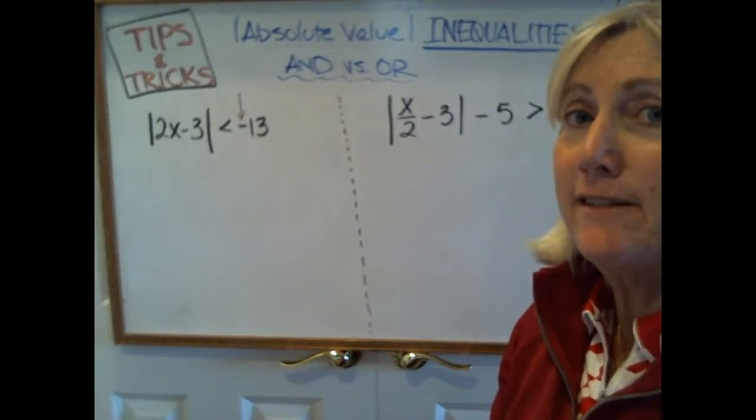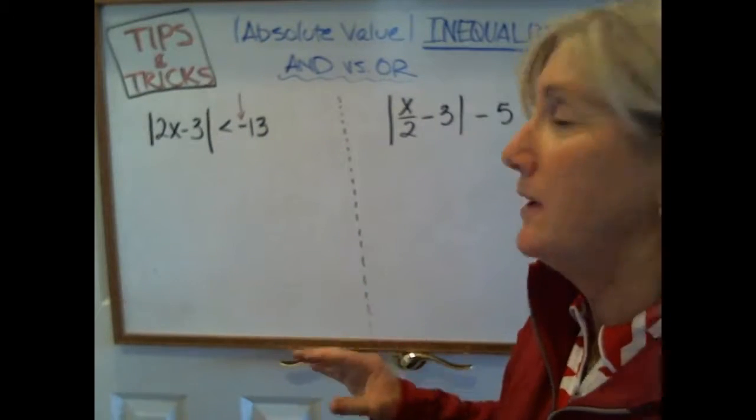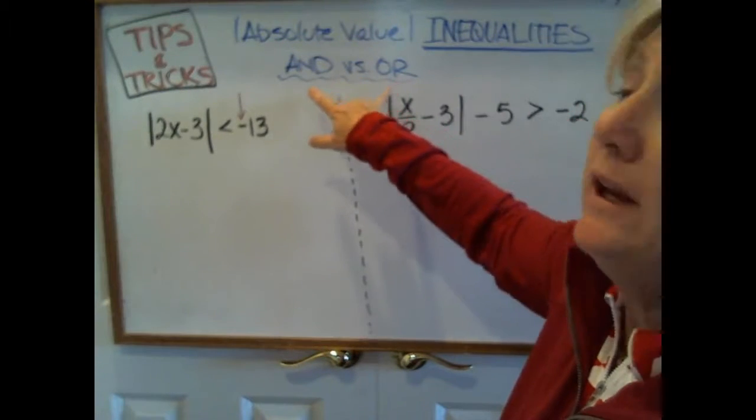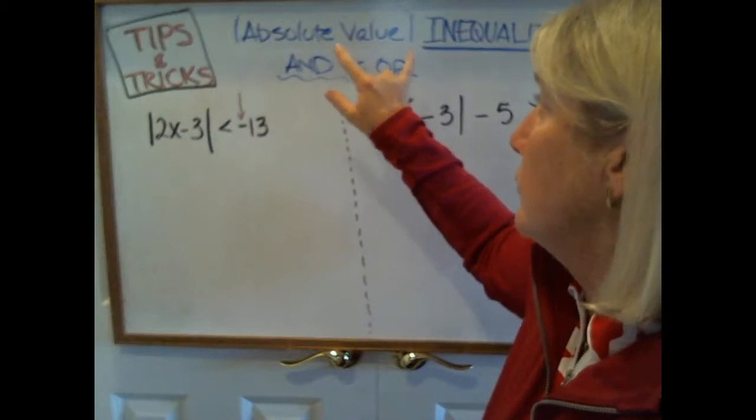Hi, it's Lynn again. So now we get everything all put together. We get absolute values. This time it's inequalities, and we need to deal with the "and" versus "or."